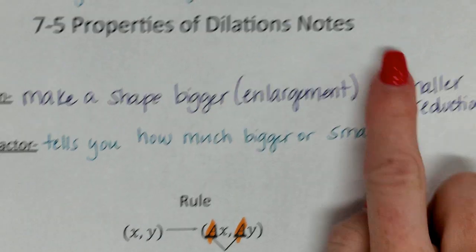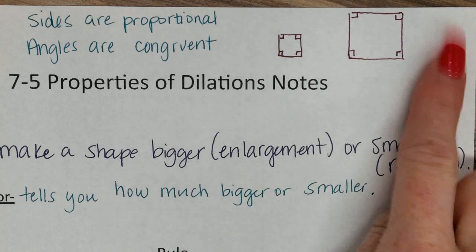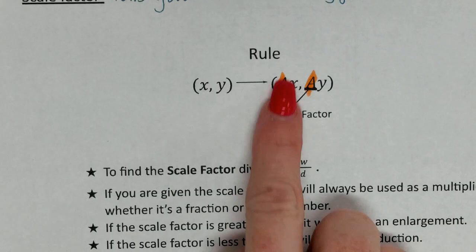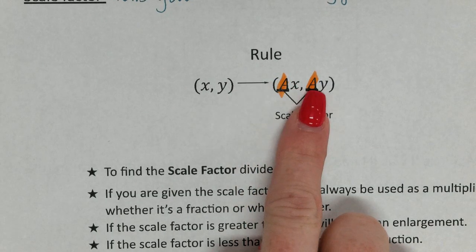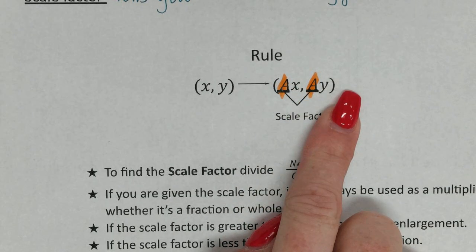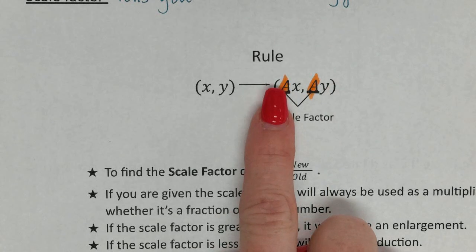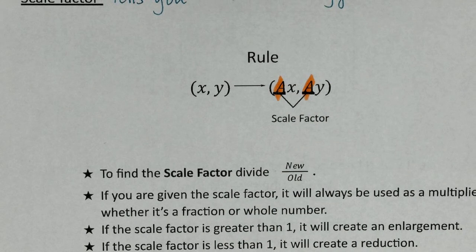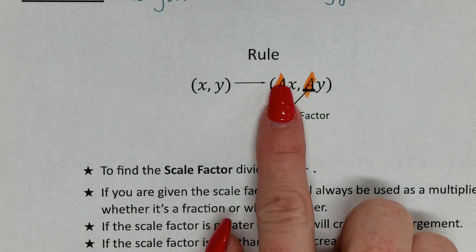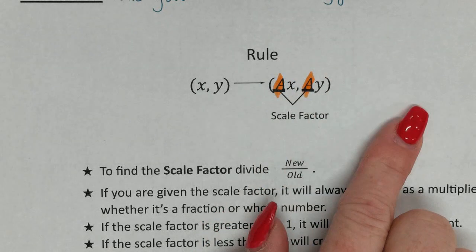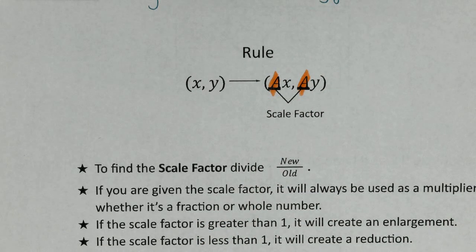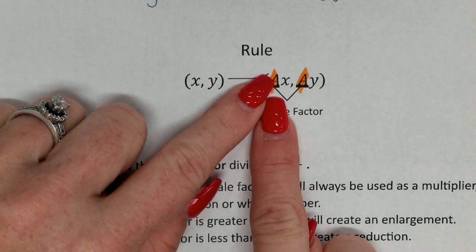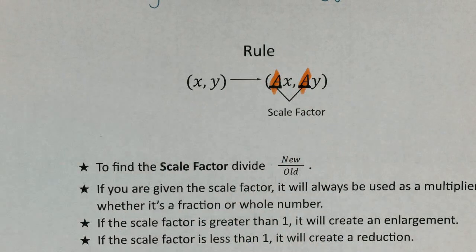Now, what would my rule be for this one? How much bigger did we make it? So my rule would be 2x, 2y. Did everybody hear me? I'm going to say it again. My rule would be 2x, 2y. Easy? If I want it 5 times bigger, what would my rule be? 5x, 5y. What if I want it 1/5 of the size? 1/5 x, 1/5 y. Make sense?